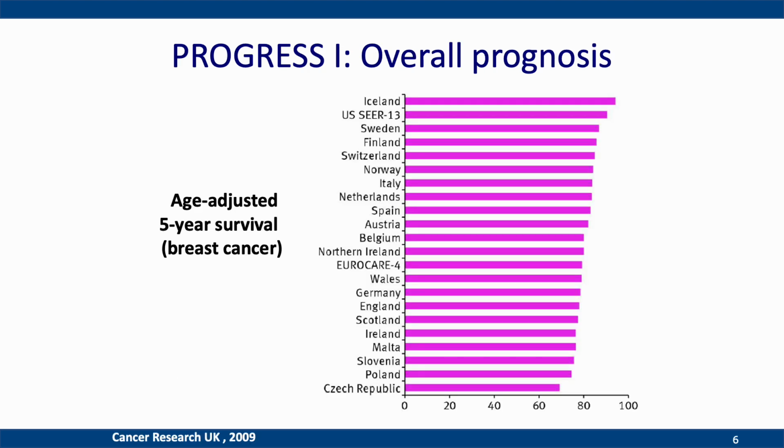So just an example, the first, PROGRESS 1, is overall prognosis. So this is looking at the average prognosis in individuals with a particular condition. So here in breast cancer we have 5-year survival for lots of different countries, and you can see that Iceland are doing the best with nearly 95% prognosis, and the Czech Republic have down to about 70% alive at 5 years. Now there's lots of reasons why there could be differences, of course, across countries, but this is just looking at the overall prognosis of breast cancer patients in those different populations.